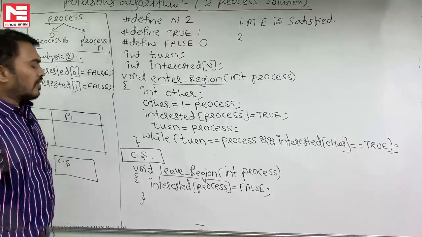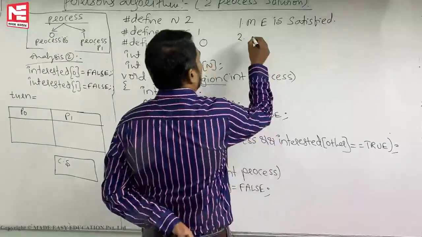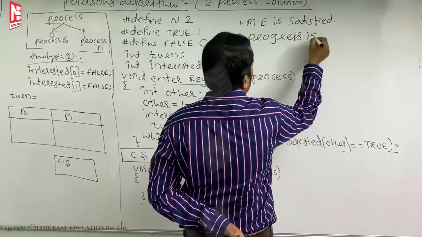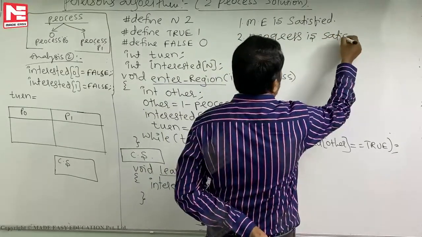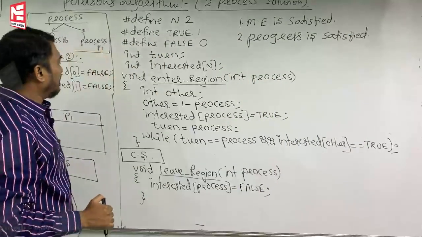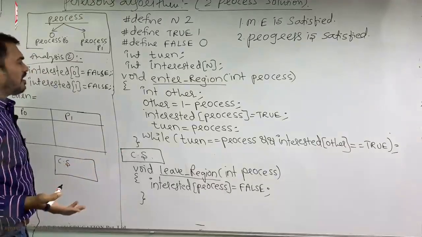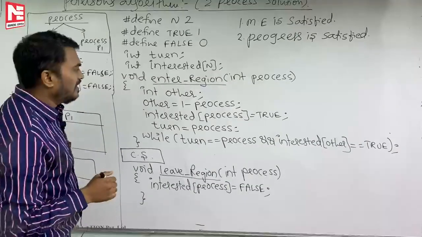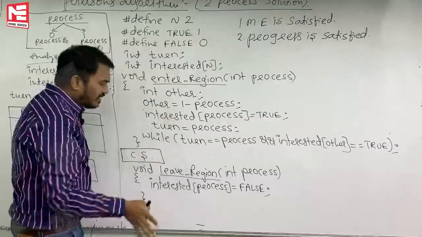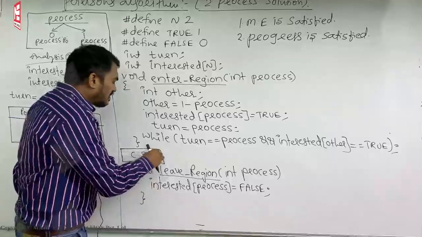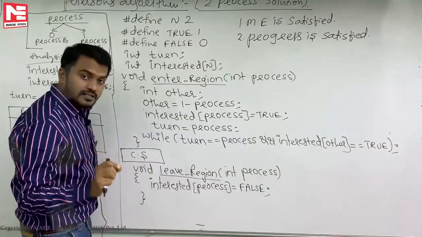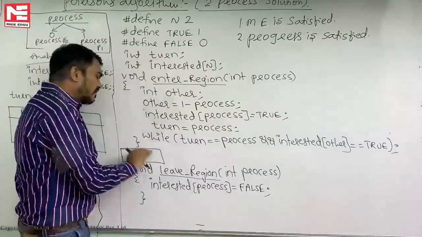Okay, now let us discuss progress. Coming to progress, satisfied or not satisfied? Progress is satisfied, simple. I think most of you got the same. By this simple example, we already discussed progress. Why? Because when P0 is there, P0 can comfortably come into the critical section the first time, when the critical section is free. Listen to me. When the critical section is free, P0 can comfortably come into the critical section.